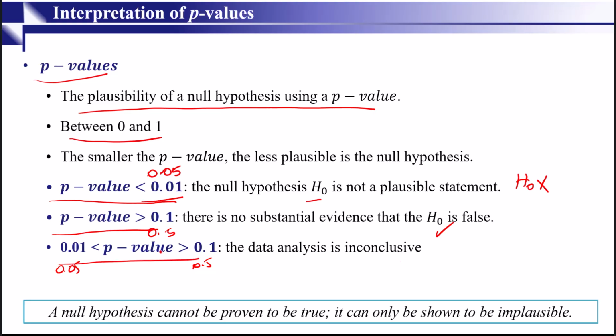And if the p-value is between 0.01 and 0.1, it means the data analysis is inconclusive, and there is some indication that the null hypothesis is not possible, but the evidence is not overwhelming. So this one, we call intermediate p-values. So remember, we never prove the null hypothesis is true. We only assess the plausibility, right? A null hypothesis cannot be proved to be true. It can only be shown to be implausible.